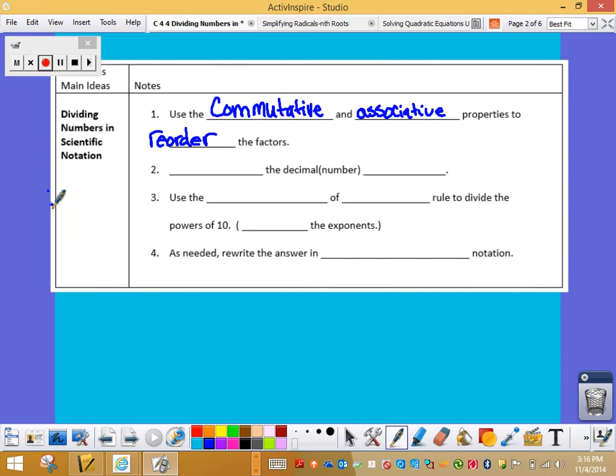Step 2, blank the decimal or number blank. Yes, on Monday we had multiply. Today we will divide the decimal number factors. And if you remember from last time, that's your C.